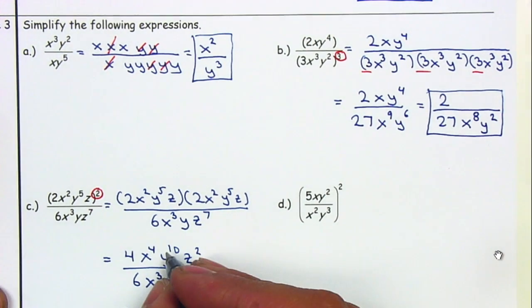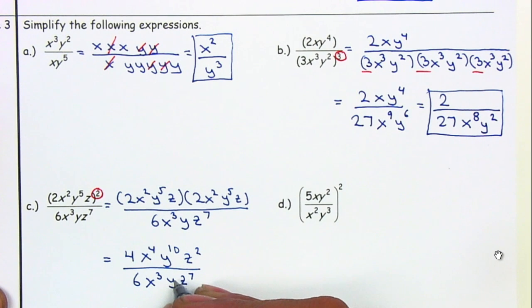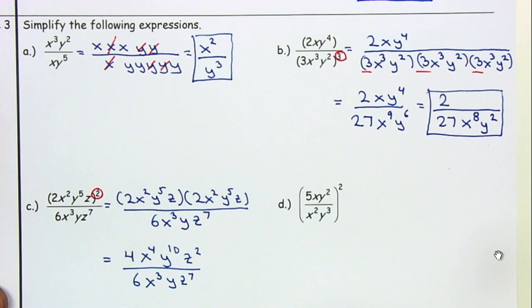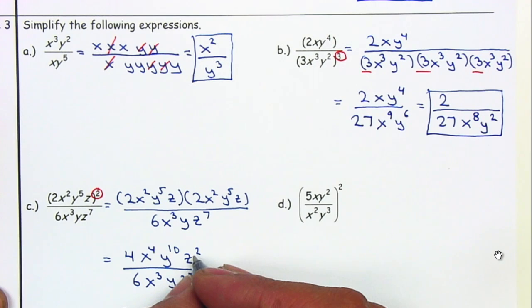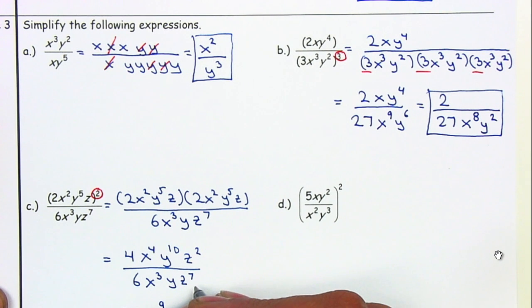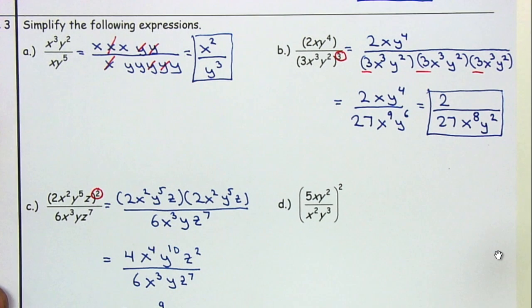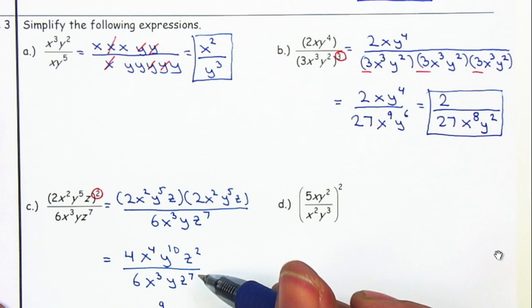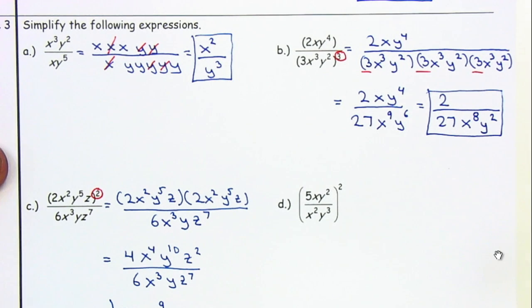Y's. How many y's do I have on top? 10. How many y's on the bottom? 1. How many cancel? 1. How many are left over? 9. Correct. Z's. I have 2 z's on top. How many on the bottom? 7. How many cancel? 2. How many are left over? 5 on the bottom. If you want, you can expand all the way through, but from here we can just start to cancel them in our head. And this will be your final answer. Nothing else can be simplified.